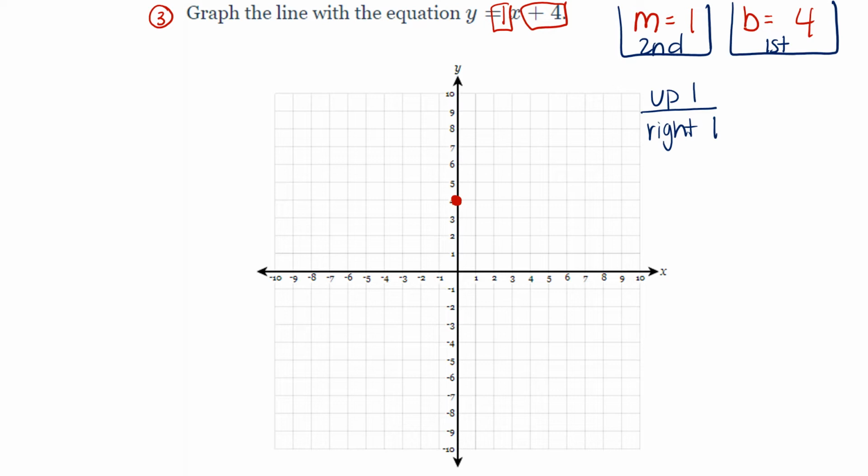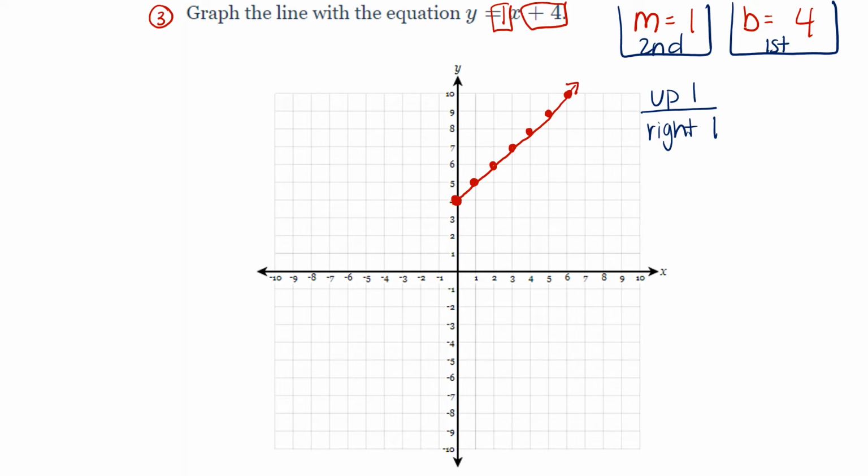So putting your pencil at 4, where our initial value starts, we're going to go up 1 and right 1 and put a point. Up 1 and right 1 to continue that pattern. Up 1 and right 1. We continue this pattern of up 1 and right 1 all the way until we reach the edge of the graph. And then you can connect your dots.